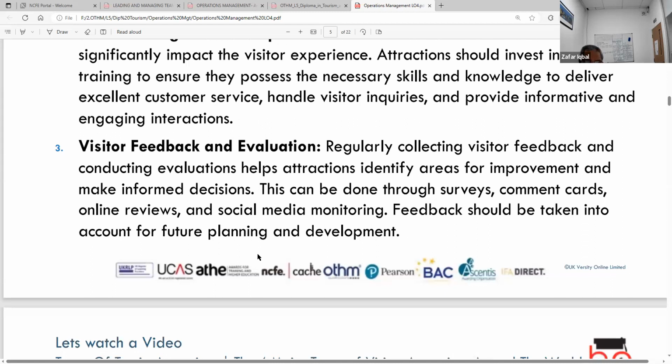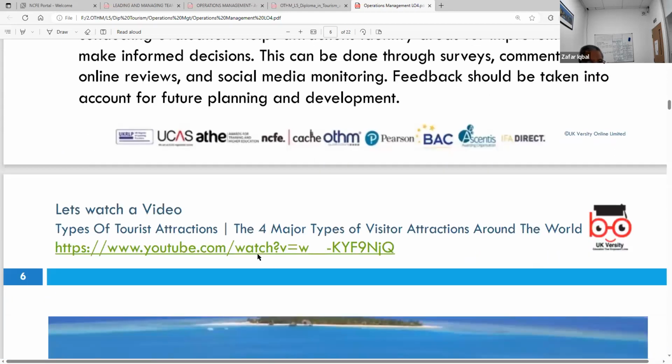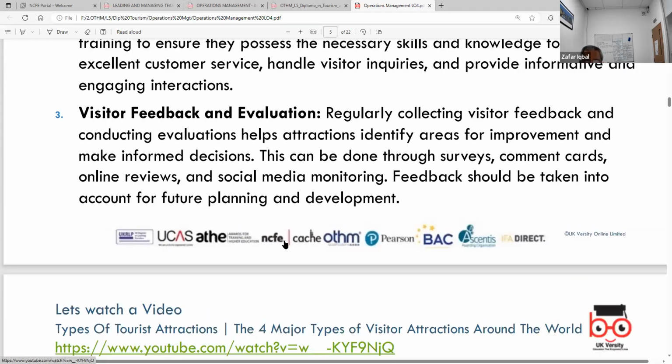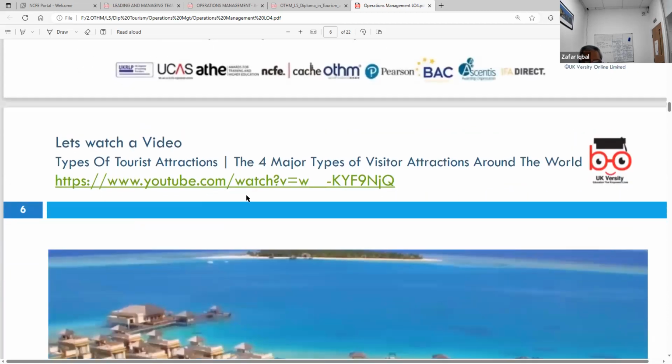And feedback evaluation. What do the people think about your place? The use of the internet, use of the media, use of the feedback for future planning, future improvement, future development, so that people can come and be attracted, and go and see that. So what type of feedback will you be able to use, like surveys, like comments, like reviews, like social monitoring, and so these are all accounted for in future planning. Okay, so this is something that you need to consider.